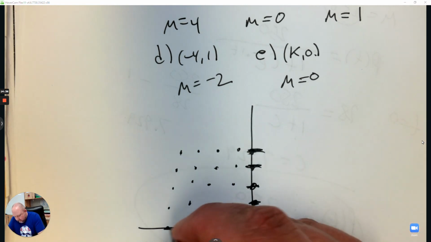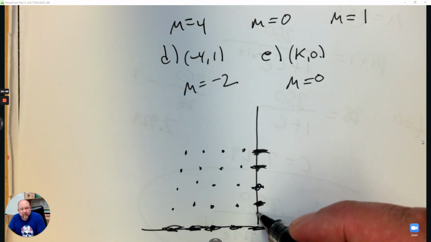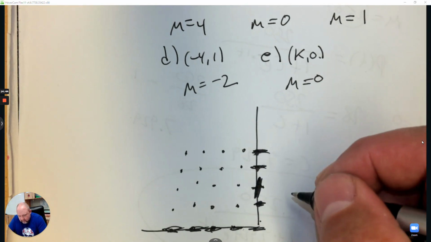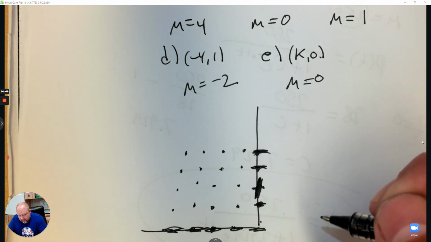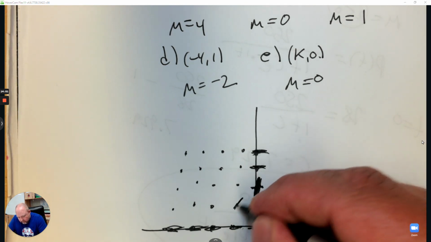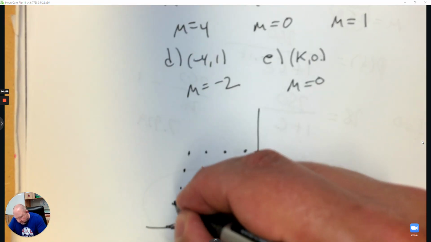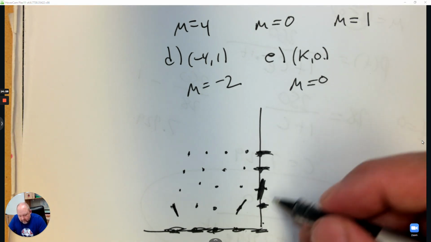Oh, shoot. These aren't when y is 0. And then put the point. So at (0, 2), it was 4. At (-2, 0), it's 0. At (-1, 1), it's 1. At (-4, 1), it's -2. And then we need to start filling it in.